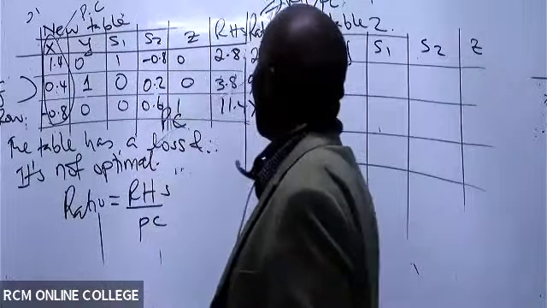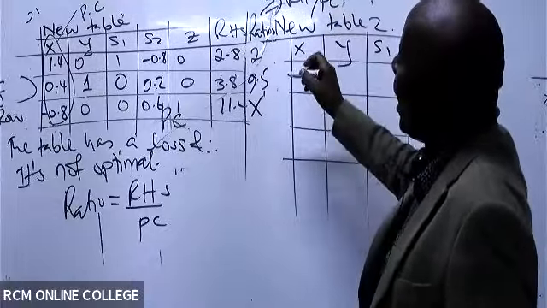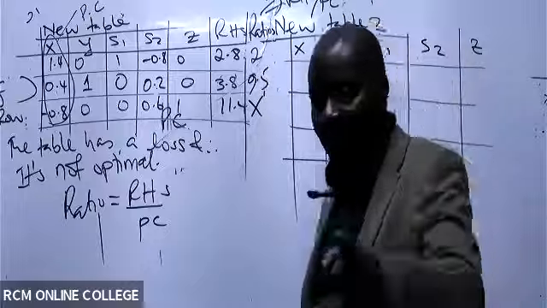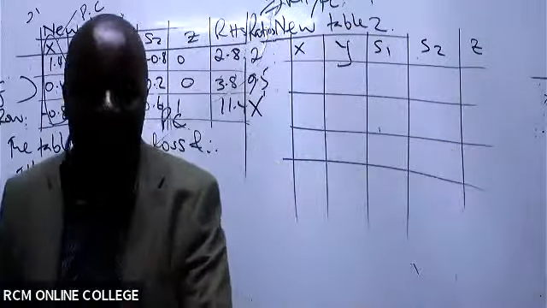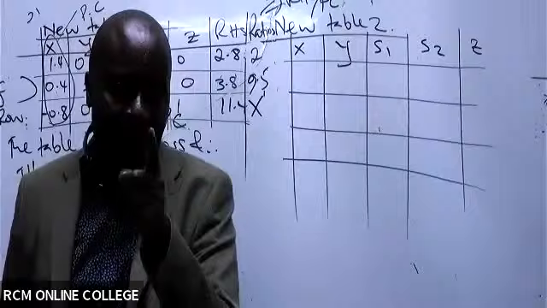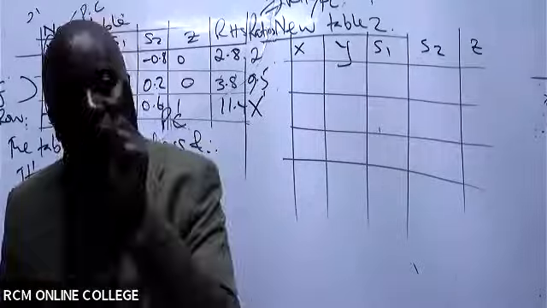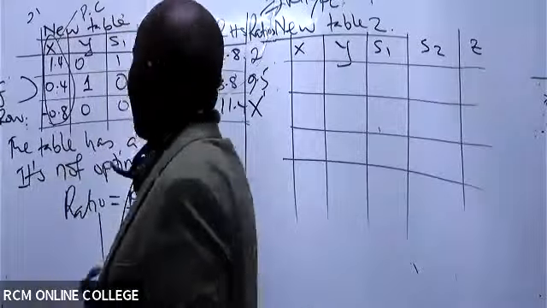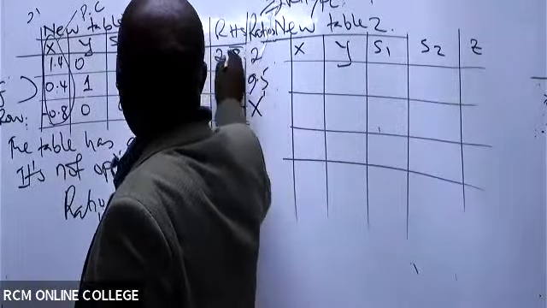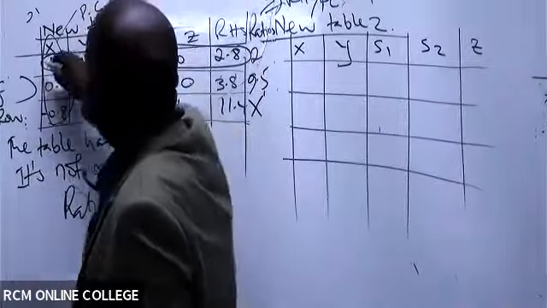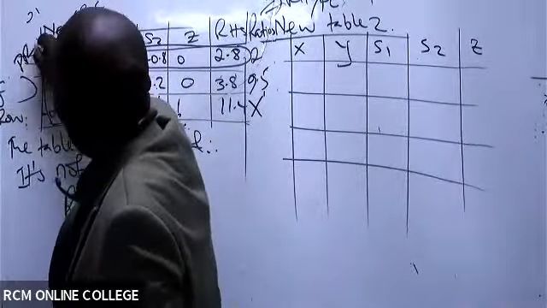We get the pivot row, and the pivot row is the one that has the highest ratio, right? Thank you, Valentine. It is the lowest ratio. So the lowest ratio, this one, you come and circle it here. Call it pivot row.